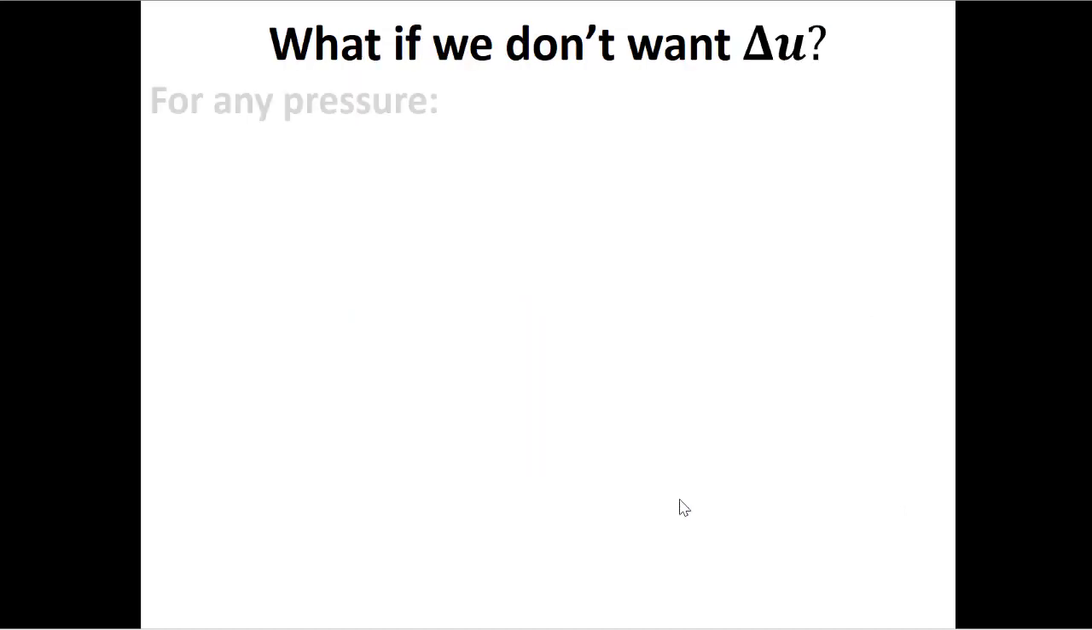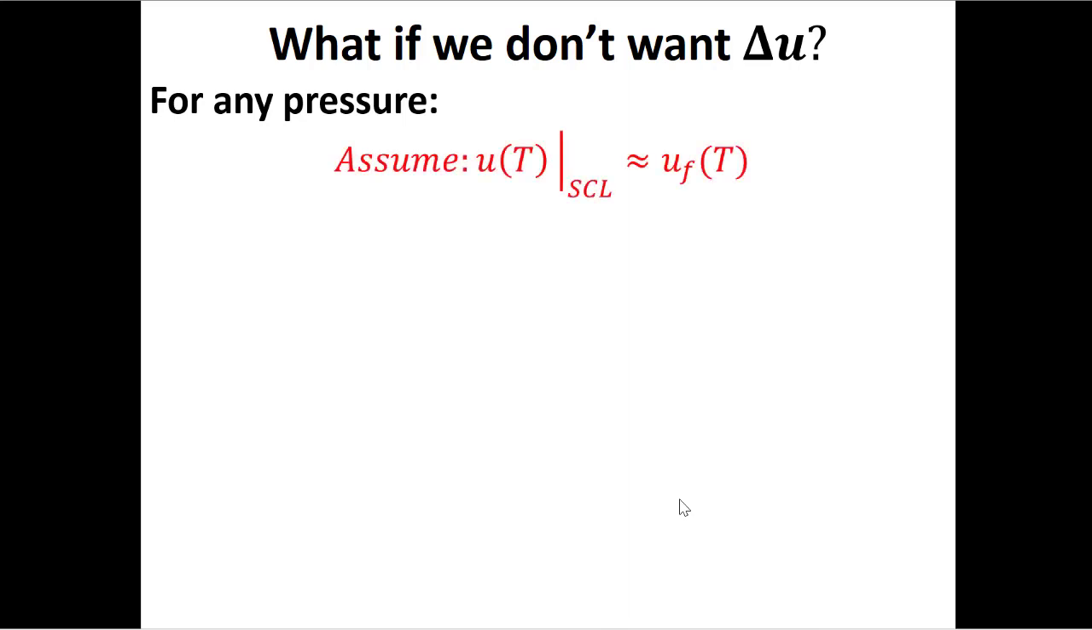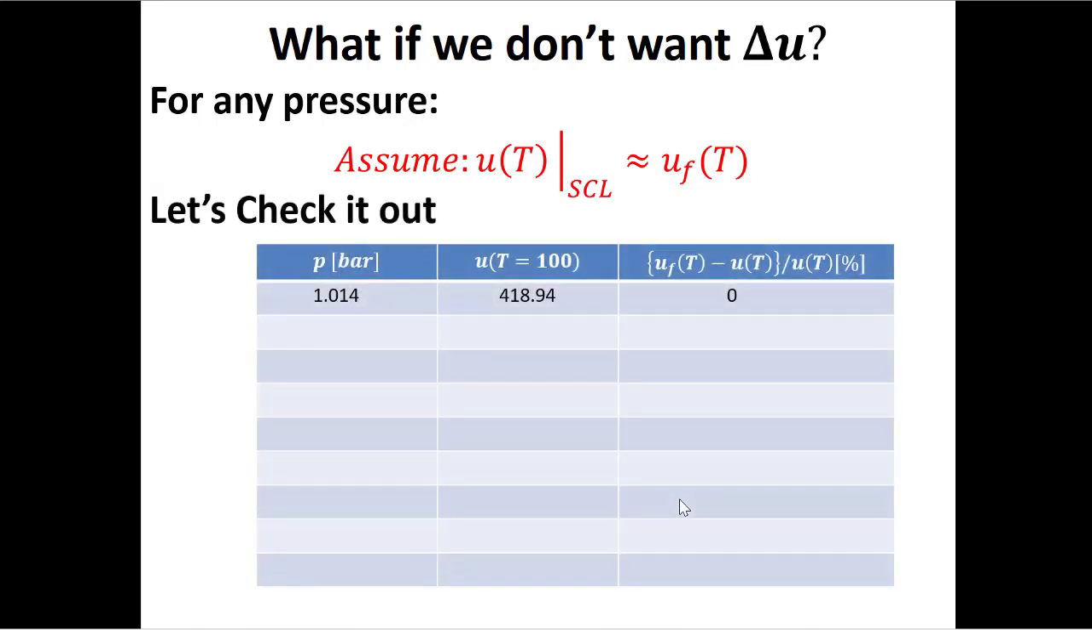But what if we don't want delta U? If we have any particular pressure, we can assume that the specific internal energy at a temperature for a subcooled liquid is approximately equal to the specific internal energy of the saturated liquid that's at the same temperature. So here, let's look at this.